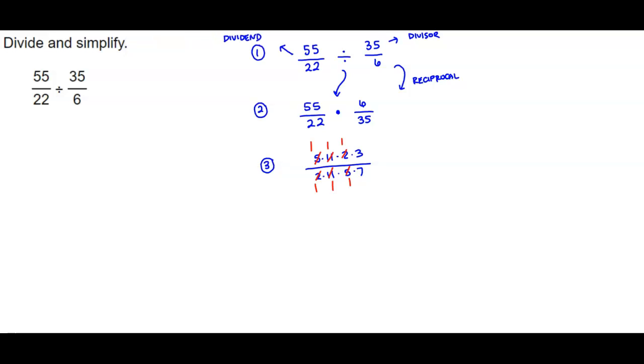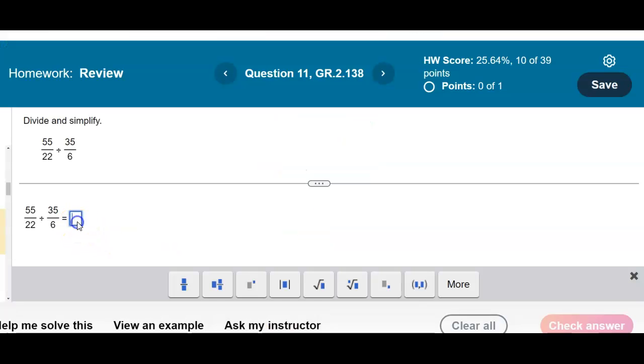So now let's go ahead and then multiply across. We get 1 times 1 times 1 times 3, so we have 3. 1 times 1 times 1 times 7, which gives us 3/7. And so therefore, our answer is 3/7.